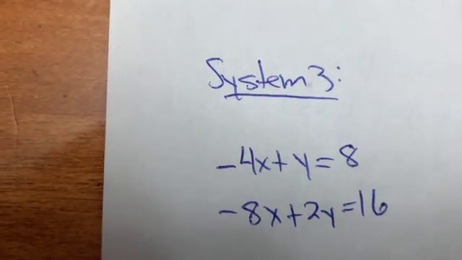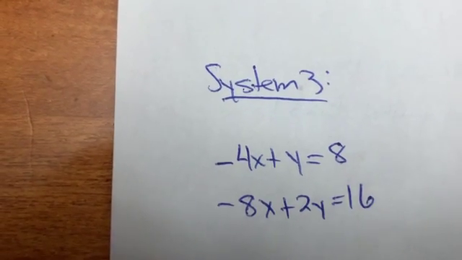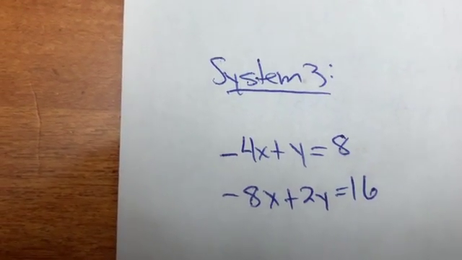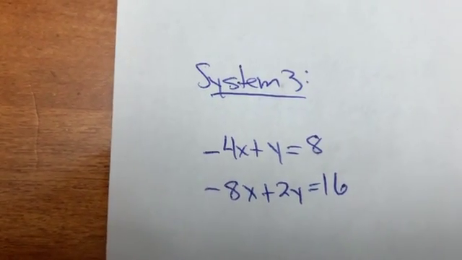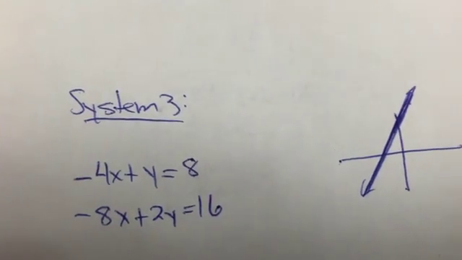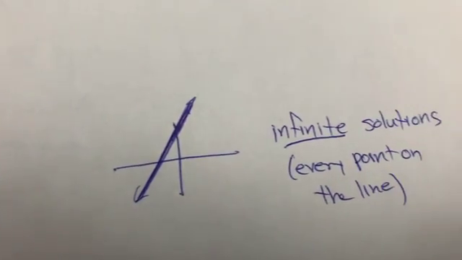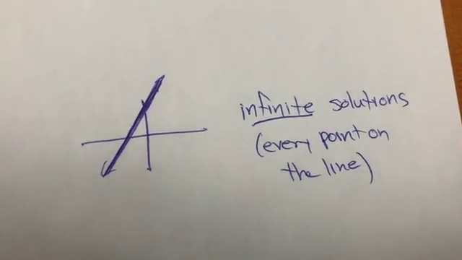The last possibility with linear systems happens here. I have a similar starting equation, negative 4x plus y equals 8, and my second one is negative 8x plus 2y equals 16. And what you'll find if you solve both of those for y, you realize, oh, they're actually the exact same equation. They give you the same line. They both give you something that looks roughly like that.